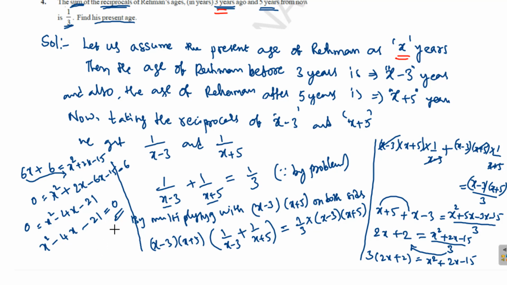So now we get a quadratic equation, that is x square minus 4x minus 21 equals 0. So the given situation can be represented with this quadratic equation, that is x square minus 4x minus 21. Now we need to find the solution of this quadratic equation. For that we can use the factorization method or completing square method or quadratic formula to obtain the solution of this quadratic equation. So do this on your own and find the solution of x, so that you get the present age of Rehman.